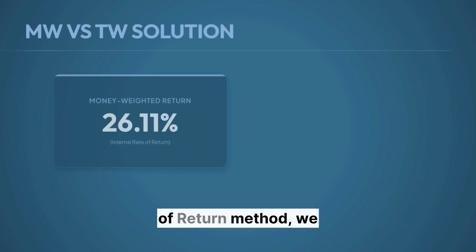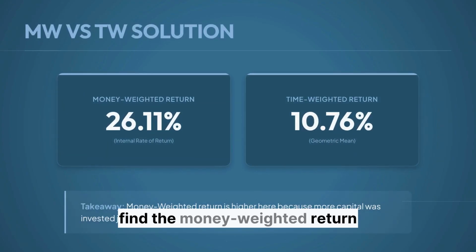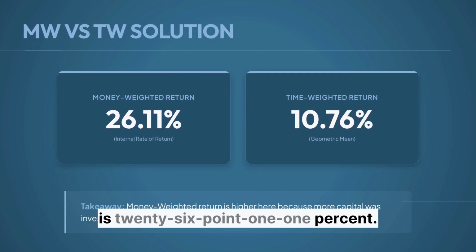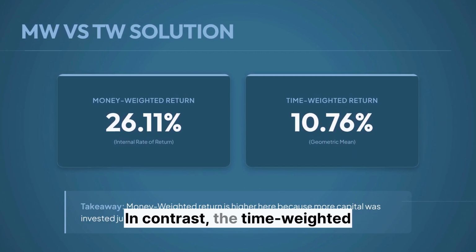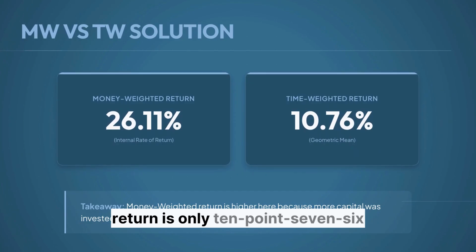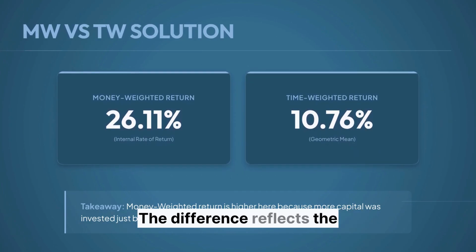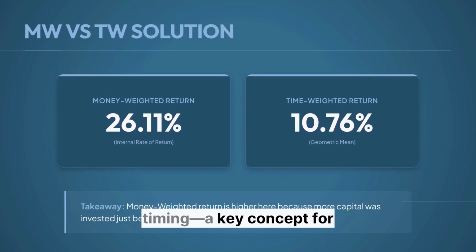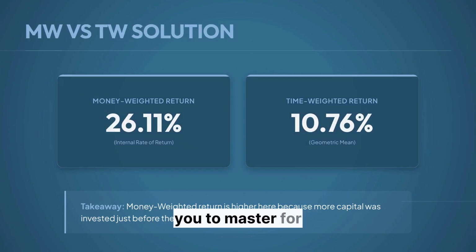Using the internal rate of return method, we find the money-weighted return is 26.11%. In contrast, the time-weighted return is only 10.76%. The difference reflects the impact of the investor's timing, a key concept for you to master for the exam.